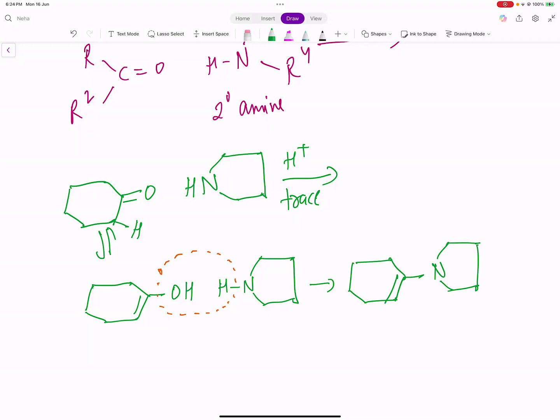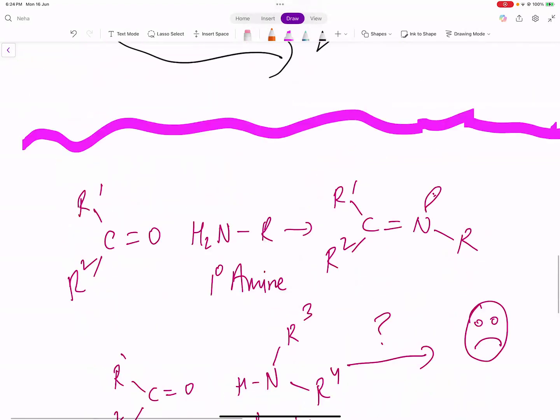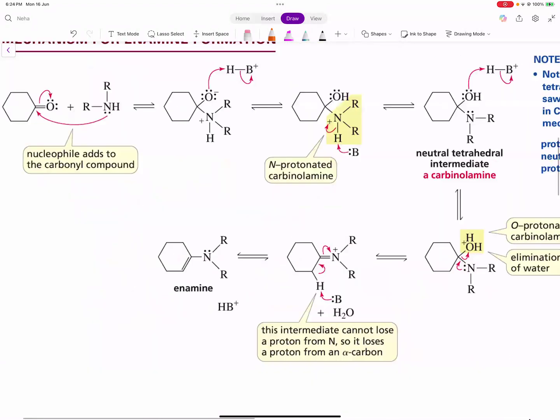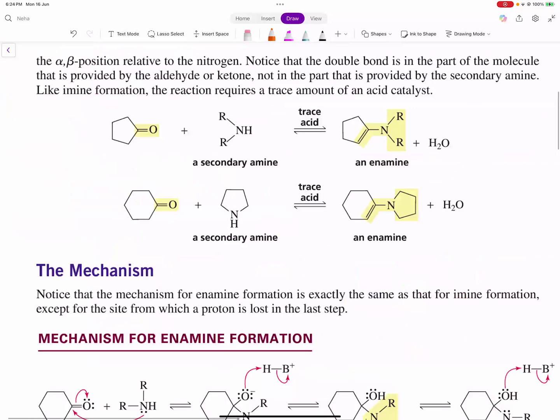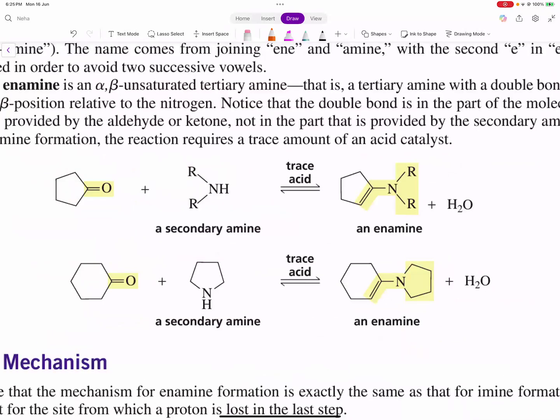See, this is called an enamine. En from alkene and amine from this, so the same carbon has nitrogen and a double bond. This is how we draw the products for secondary amines. And there's a mechanism also, you can go through it. It's the same thing as with water, but with one more step of tautomerism, because we don't have two hydrogens there.